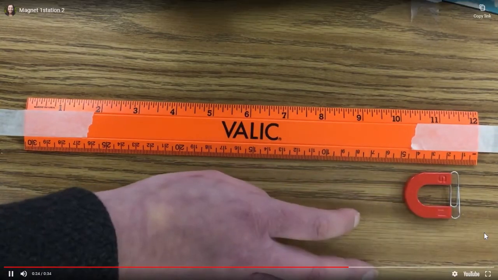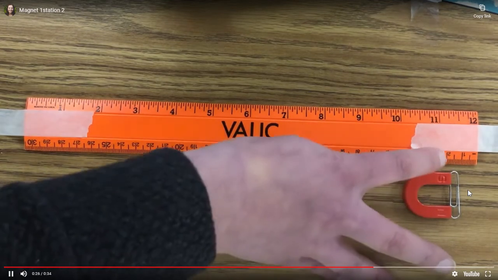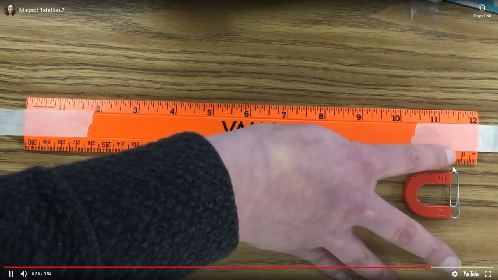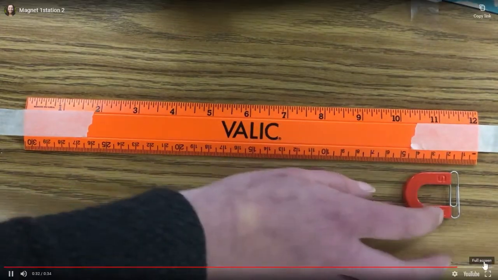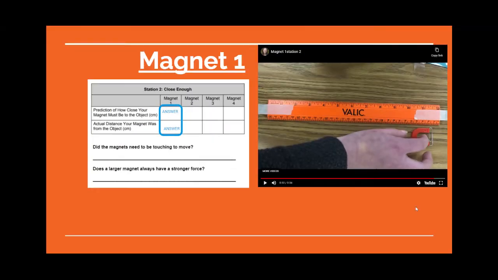Oh, now it has. So you're going to look at the front side of that magnet. What is that magnet close to? Well, I see it's between 1 and 2. So what's halfway between 1 and 2? 1.5. So on your chart, you're going to write 1.5 underneath your prediction. So this bottom answer needs to be 1.5 centimeters.